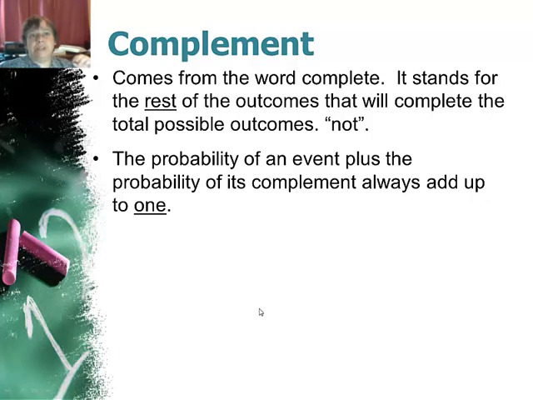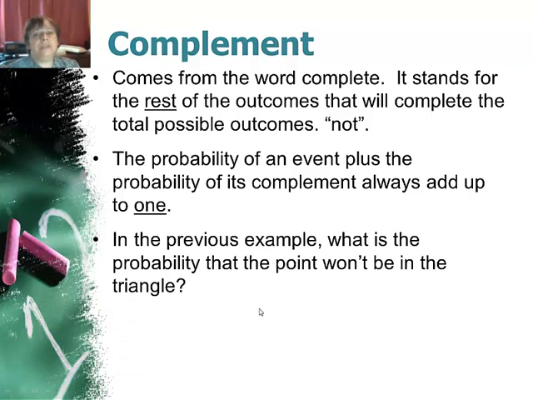So the probability that it's going to rain today plus the probability it won't rain today must add up to 100%. If it's a 20% probability of rain, the probability of no rain would be 80%. Or if it's a 0.2 probability that you'll have a quiz tomorrow, and it's a 0.8 probability that you won't have a quiz, they must add up to 1 or 100%.